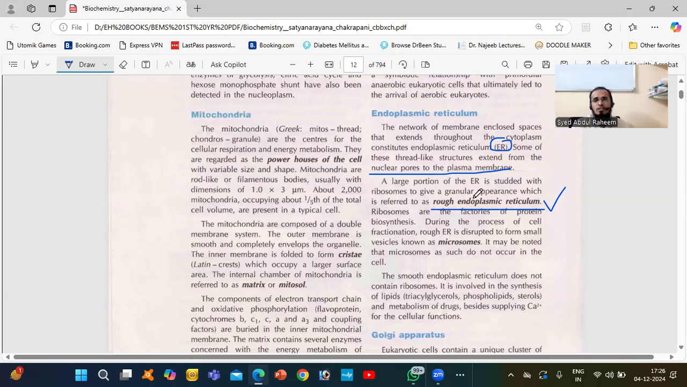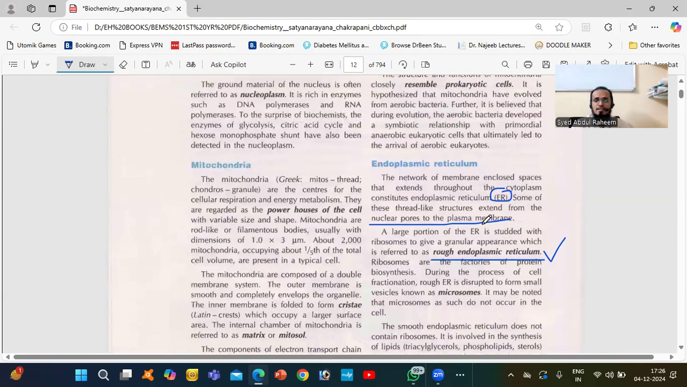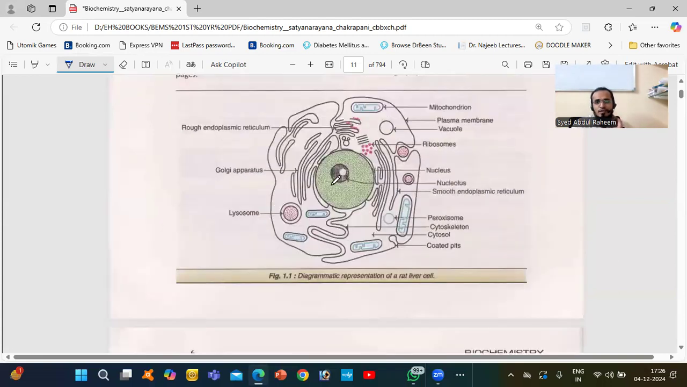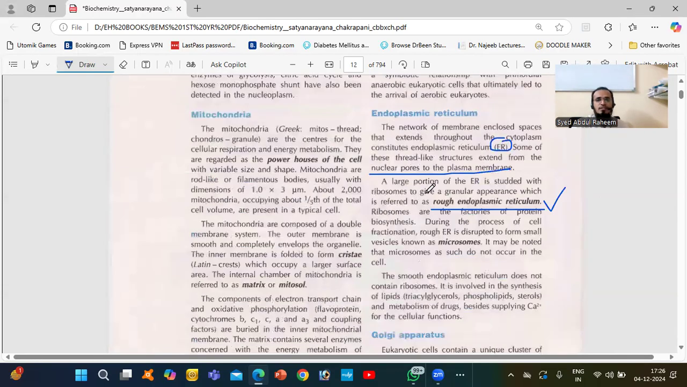But here the endoplasmic reticulum which is rough means there are granules. You can see that here we have the endoplasmic reticulum. So if there are granules, we will call it rough endoplasmic reticulum. If there are no granules, we'll call it smooth endoplasmic reticulum. So this is the difference we have to remember. So what is the function?